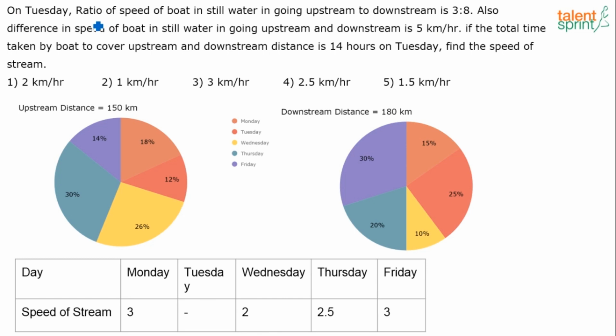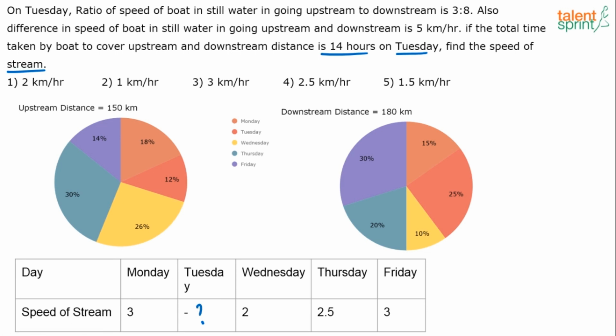On Tuesday, the ratio of speed of boat in still water in going upstream to downstream is 3:8. Also, the difference in speed of the boat in still water in going upstream and downstream is 5 kilometers per hour. If the total time taken by the boat to cover upstream and downstream distance is 14 hours on Tuesday, find the speed of the stream. So this time we have to find the speed of the stream on Tuesday, right? So far we have been working on finding out the speed of the boat, but this time the speed of the stream has to be calculated.